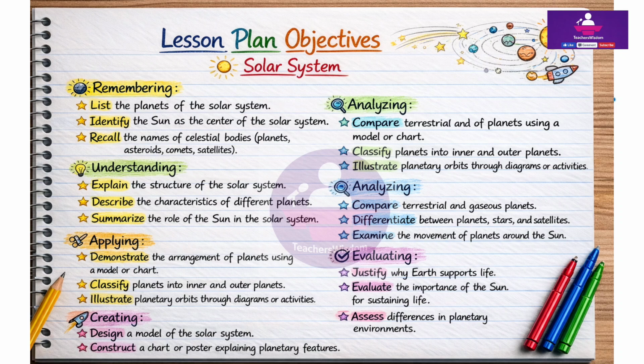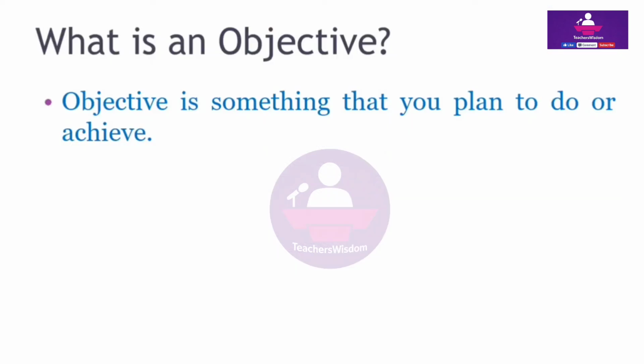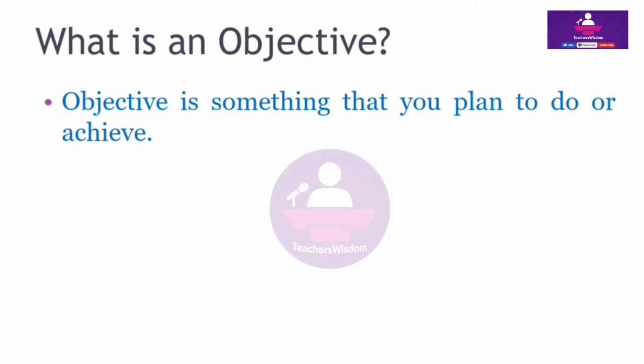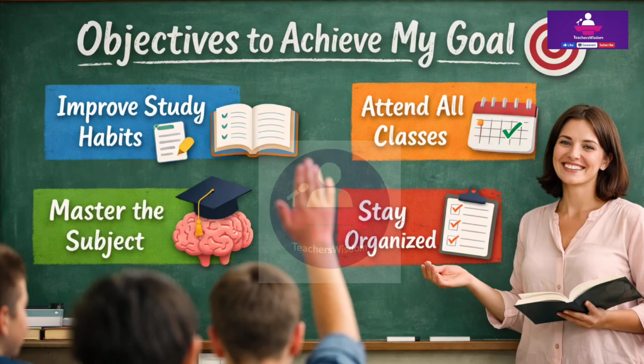So before understanding how to frame objective, it is important to understand the general meaning of objective. Objective is basically a milestone to reach the destination, that is, to attain the aim or goal of education. Objective can be specific, can be direct, or can be practical. So objective is something that you plan to do or achieve.